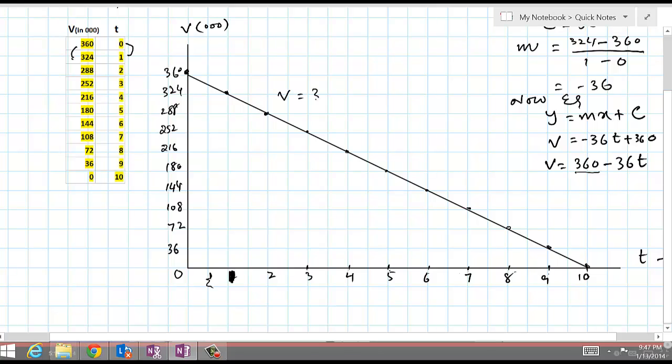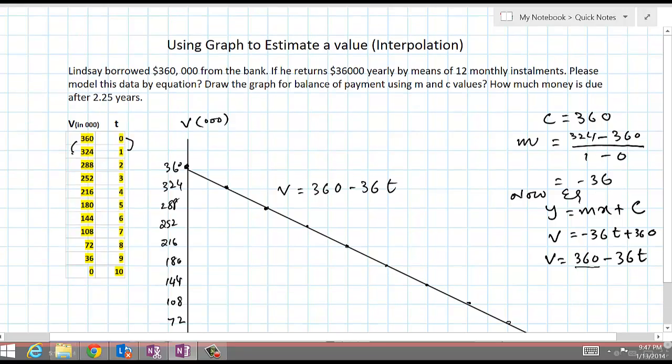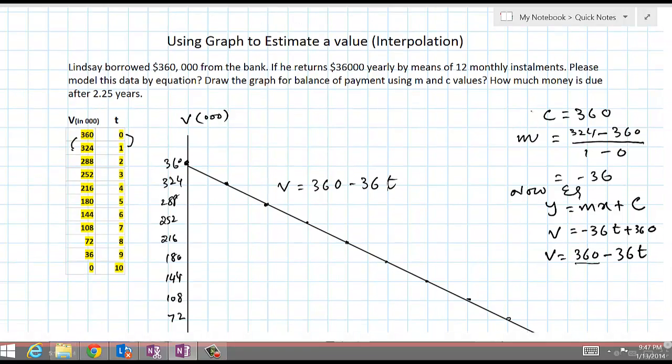V is equal to 360 minus 36t. So we have answered a couple of questions here. First, we have modeled this data by the equation, and we have drawn the graph for the balance of payments using M and C values.